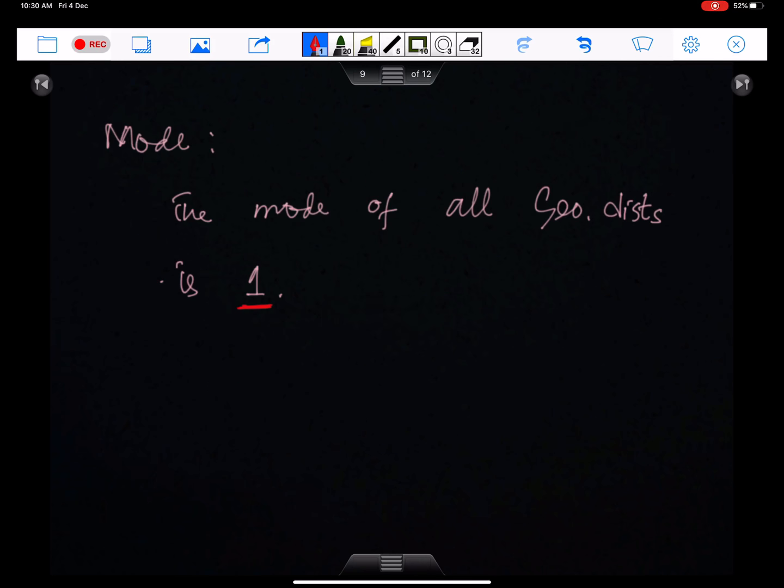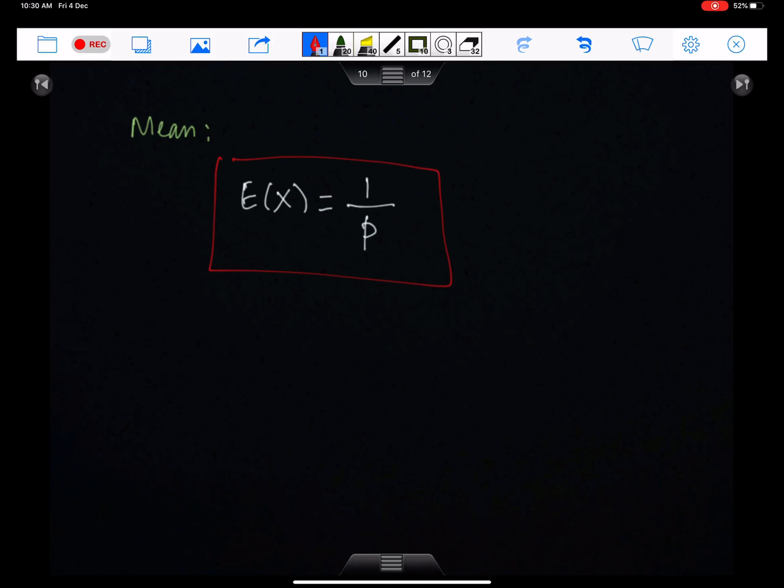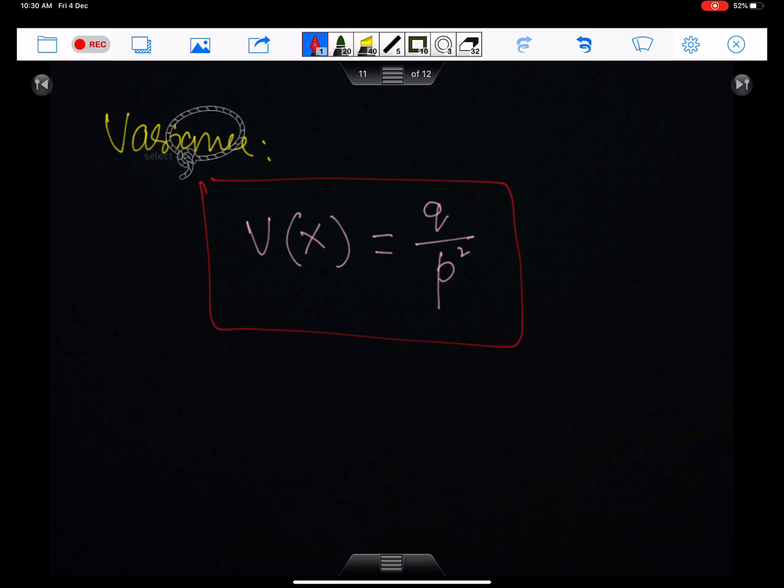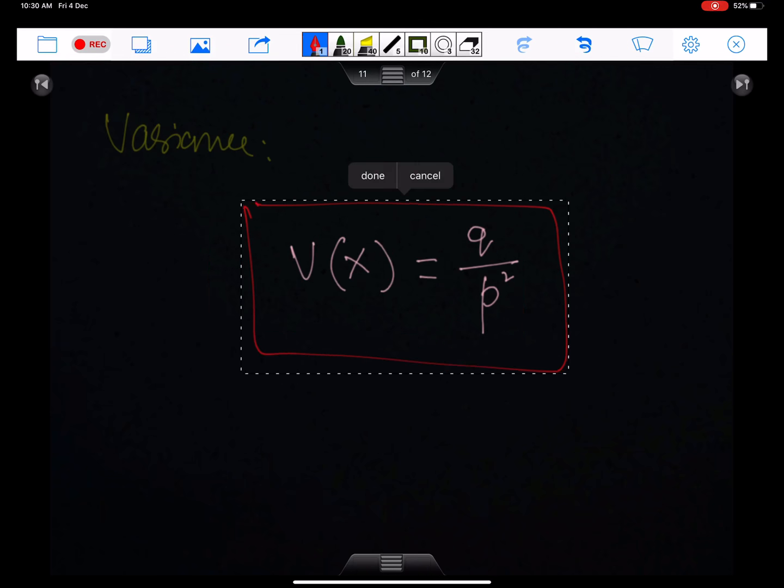Mode. The mode of all geometric distributions is 1. Mean. The formula of mean for the geometric model is 1 upon p. And the formula of variance for the geometric model is q upon p squared.